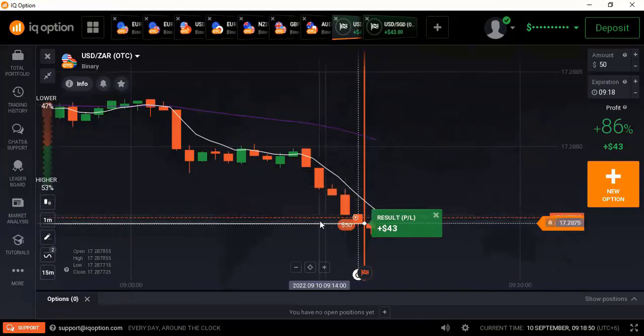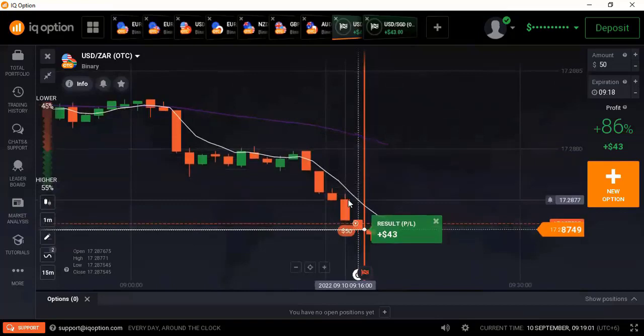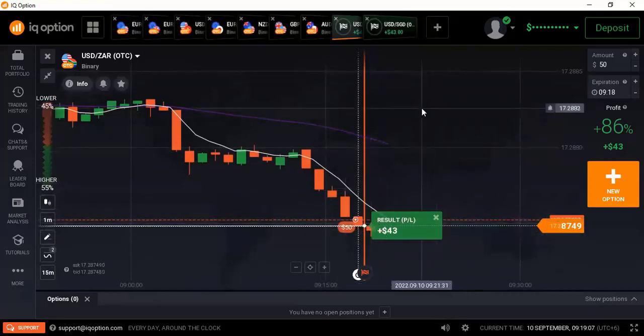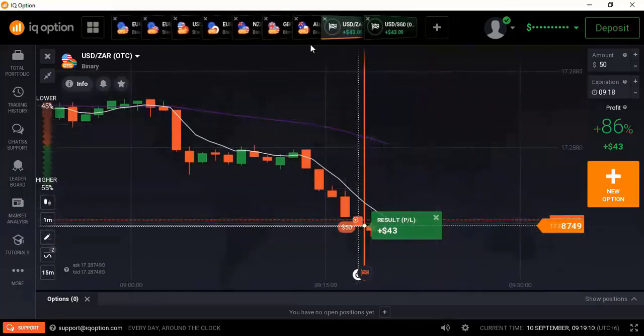If I saw the rejection from this round number level and there was a lower rejection, there would be more possibility that the market may go up from here, but there is only upper rejection here. That means pressure from the sell side. That's why I placed my trade here in the downward direction, and after 1 minute the market closed below my entry point and it was my winning trade. So let's go to another pair for the next opportunity.